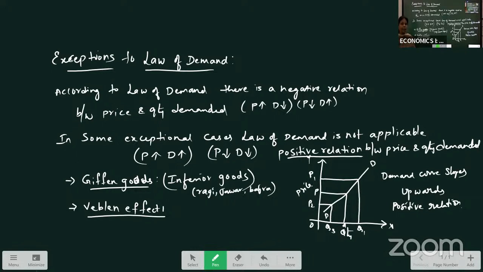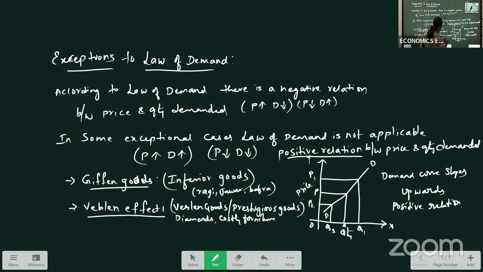When the price decreases, they feel that they cannot show status to others. That's why they reduce the demand. So we can say Veblen effect. These goods are called Veblen goods or prestigious goods. Prestigious goods, which are used to show off social status, like diamonds, costly furniture, etc. These are the examples of Veblen goods.